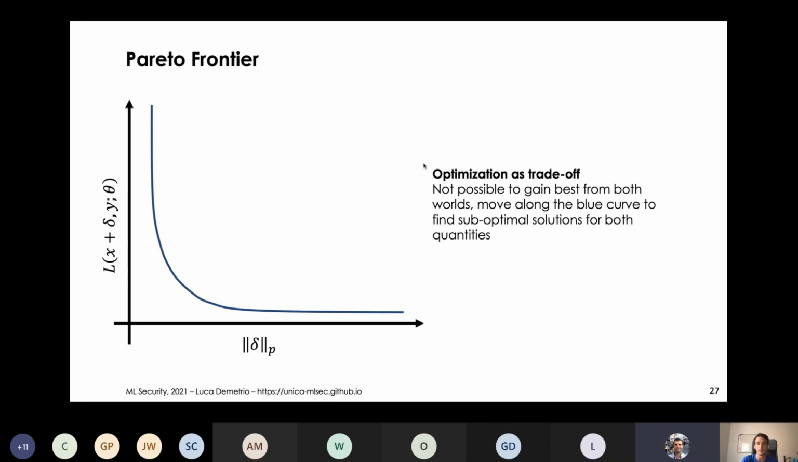The problem is that it's a Pareto frontier. You're minimizing both things at once, and you might want to move along this frontier to find solutions that are most suited for you. For instance, if you want an attack that doesn't care about the perturbation but just cares about the loss, you land here, because here the perturbation is growing unbounded, but the loss is as low as possible, and vice versa.